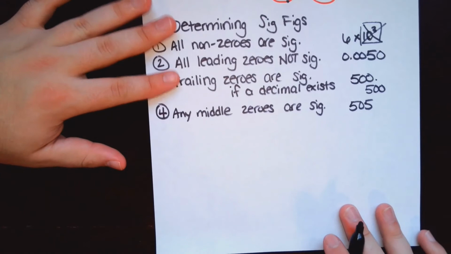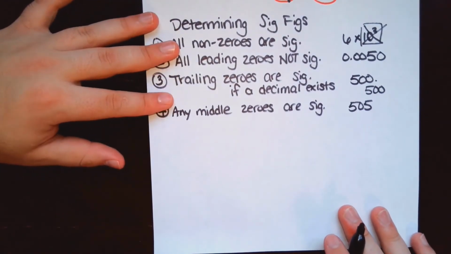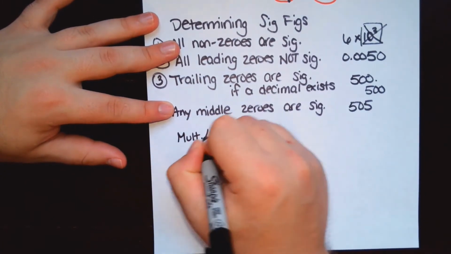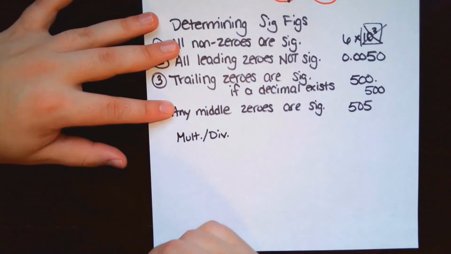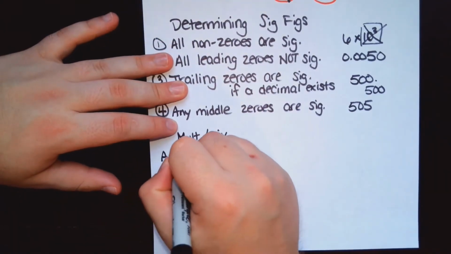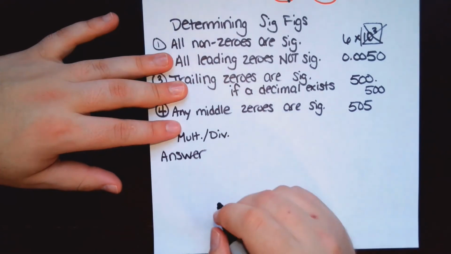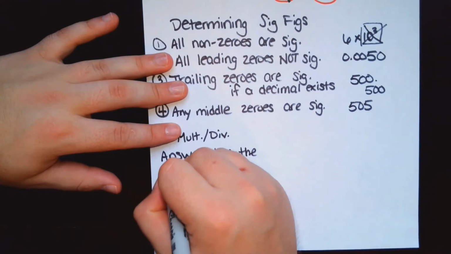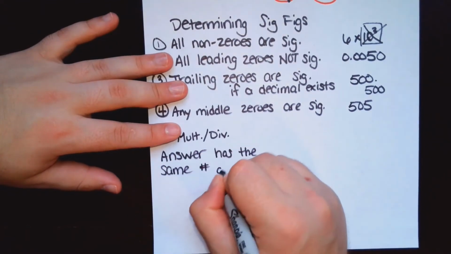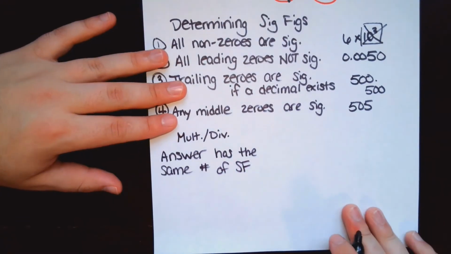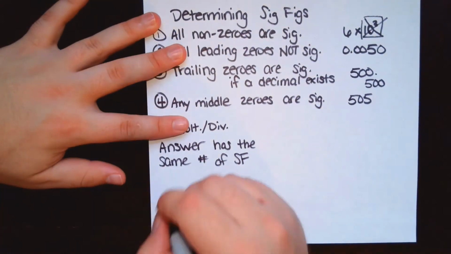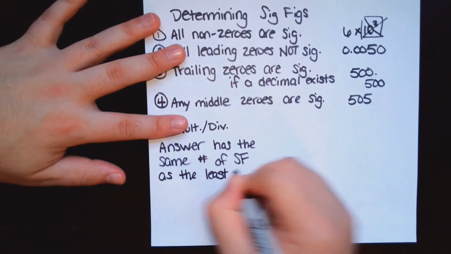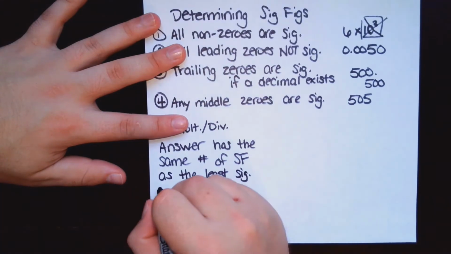Now, I'm talking about multiplication and division and addition and subtraction, and the rules for sig figs when doing calculations. Multiplication and division use the same rule as each other. The rule is that the answer has the same number of sig figs, I'll just say SF for sig figs for the sake of time, as the least significant number used.